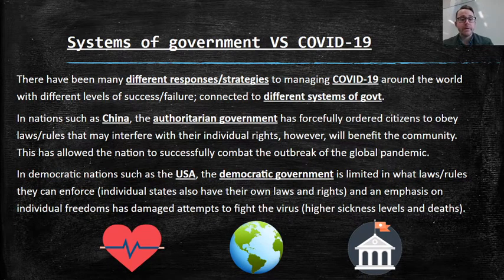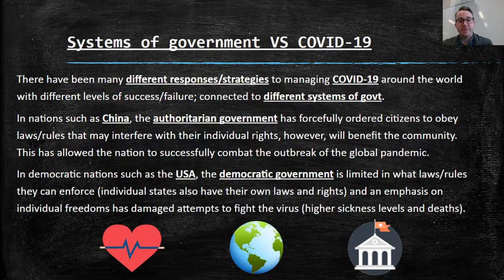In democratic nations, such as the USA, the democratic government is limited in what laws and rules they can enforce. So they can't create laws that are going to interfere with human rights, because that's a key feature of democracy: freedom, equality, etc. Individual states also have their own laws and rights, which makes it even more complicated. So because power isn't held by one person, you've got 100 people making 100 different decisions, and none of them can hurt anyone's feelings or break anyone's human rights.